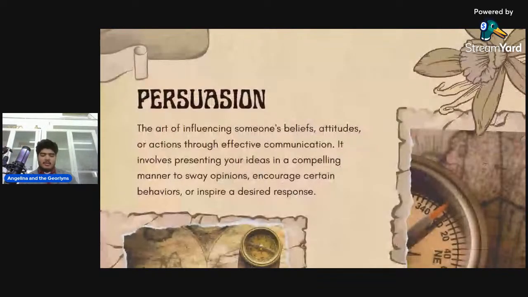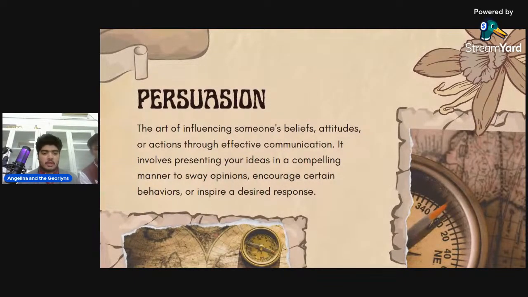All right, guys. Our first one is persuasion. The art of influencing someone's beliefs, attitude, or actions through effective communication. It involves presenting your ideas in a compelling manner to sway opinions, encourage certain behaviors, or inspire a desired response. So, persuasion is that you want to sway your audience's opinions and try to get them on your side.